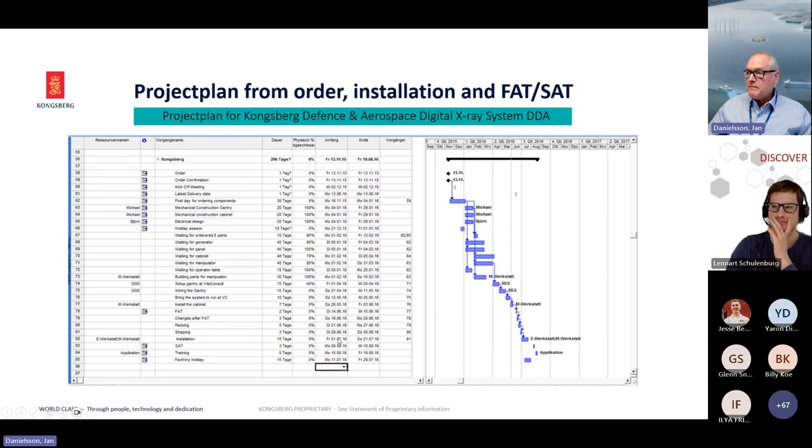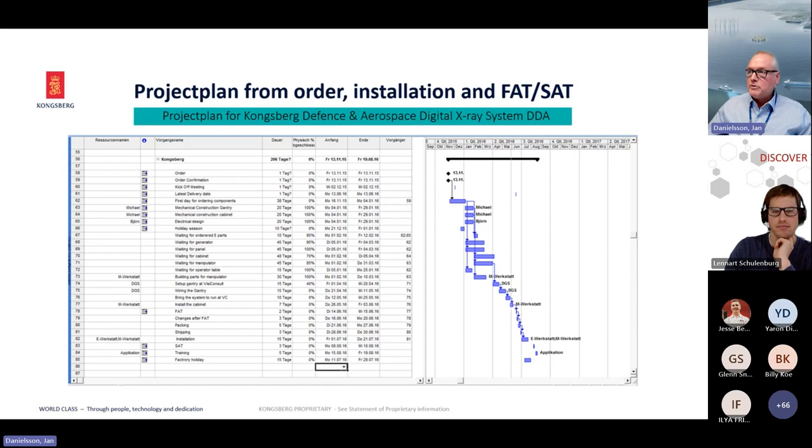The SAT was planned the second week in August, and operator training in the week after with Visa Consult personnel. We had monthly meeting with Visa Consult and follow up all activities. Nothing in the plan became delayed.